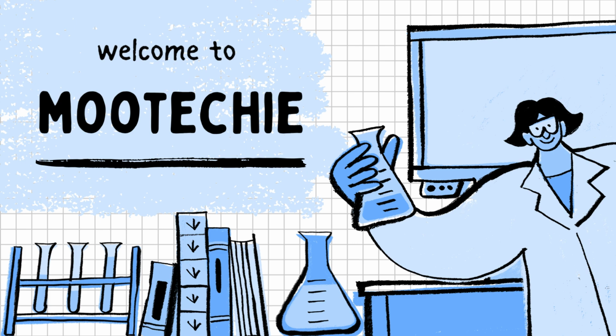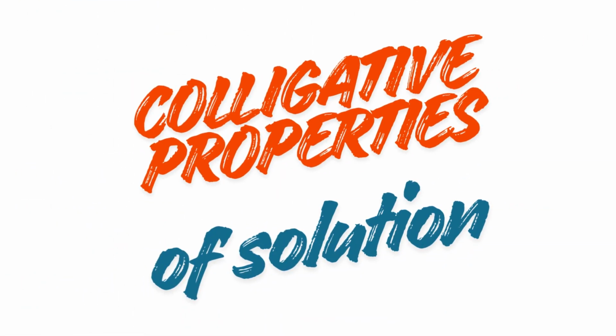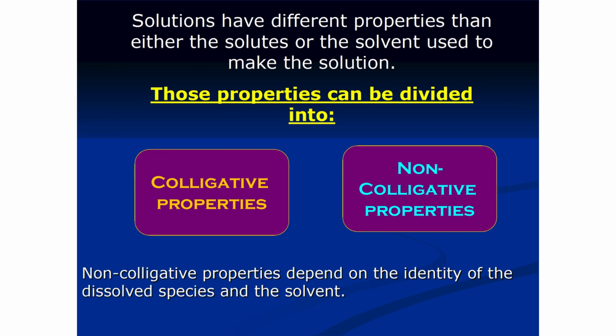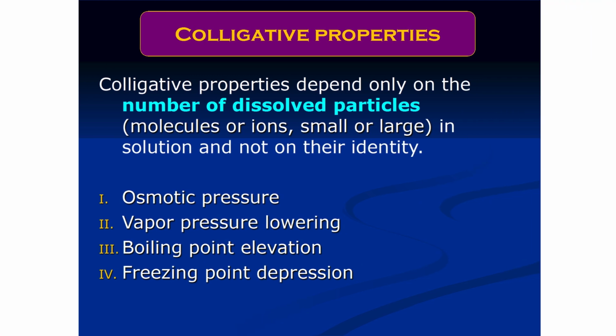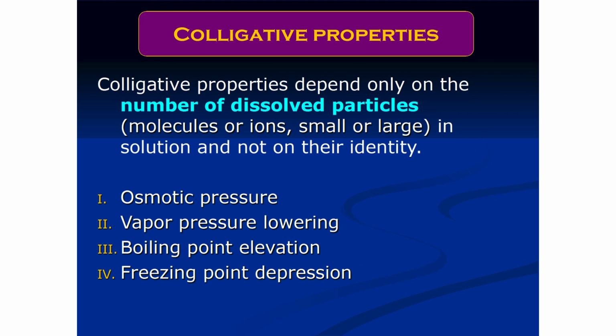It's wonderful to have you here as we dive into a fascinating topic in chemistry, the colligative properties of solutions. Let's get started. Now let's begin by understanding a key idea. Solutions have different properties than either the solutes or the solvent used to make them. These properties can be divided into two main types, colligative properties and non-colligative properties. Non-colligative properties depend on the identity of the dissolved species and the solvent. Moving forward, we'll focus specifically on colligative properties.